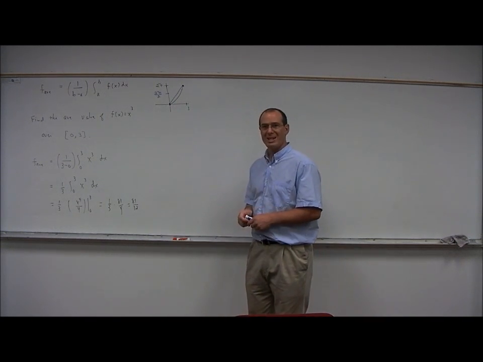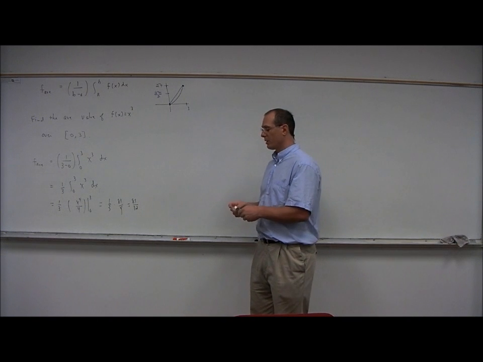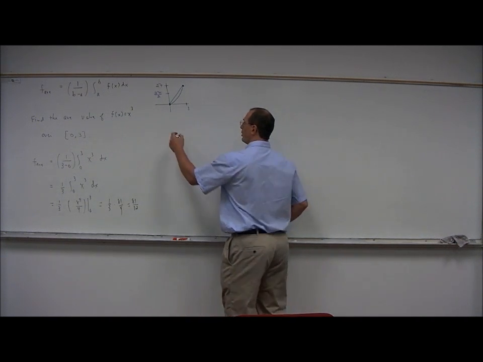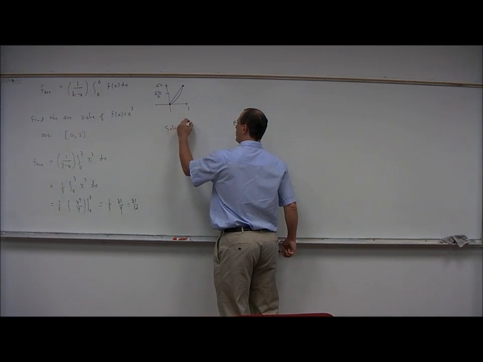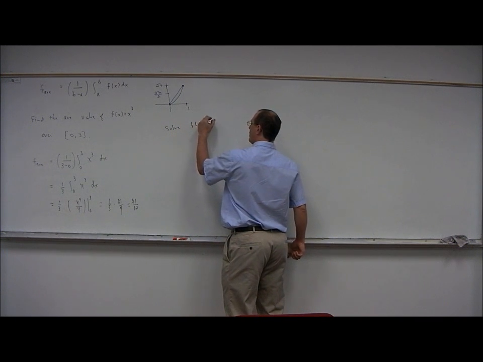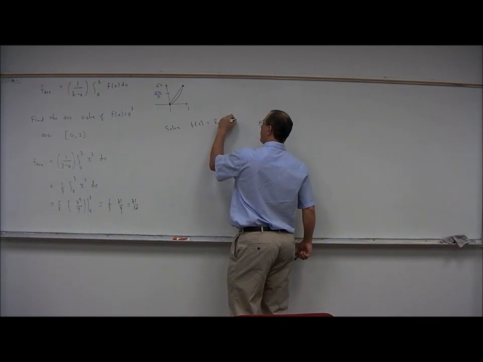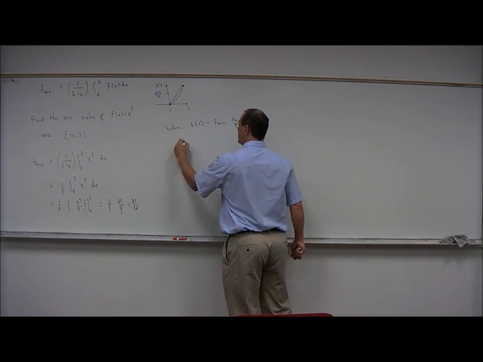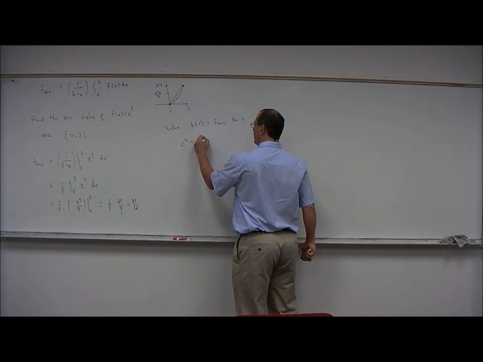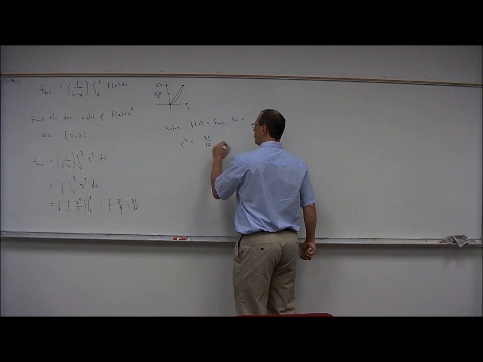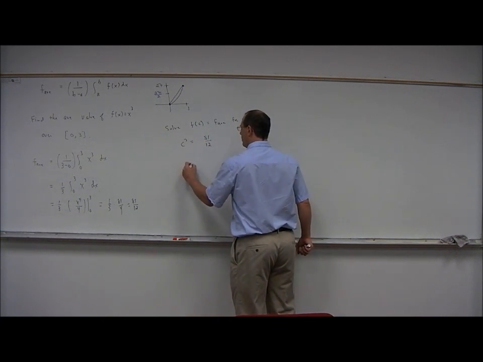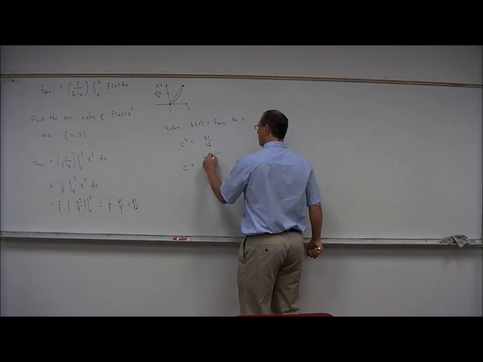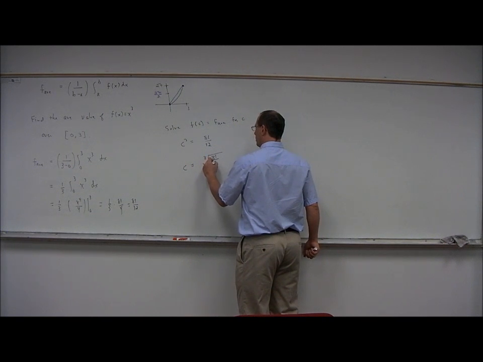This also sounds like the intermediate value theorem. So let's see if we can solve the equation f of c equals f av for c. So f of c would be c cubed, and that would equal f av, which is 81 over 12. And so c would be the cube root of 81 over 12.